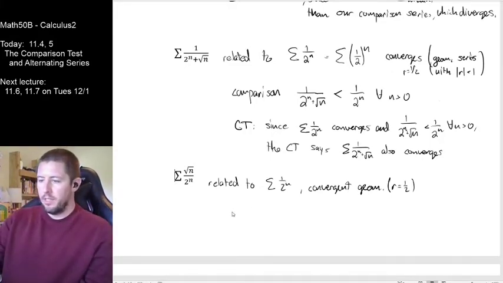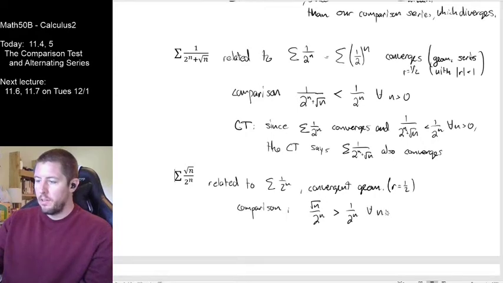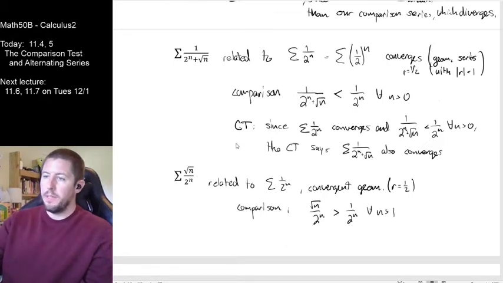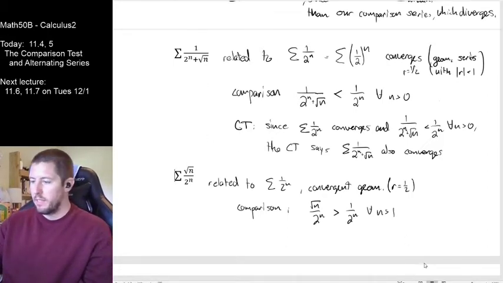So what's our comparison look like here? Well, root n over 2 to the n looks like it's going to be bigger than 1 over 2 to the n for all n greater than or equal to 1. But for all n greater than 1, I guess I'm a little bit off right there, in the sense that if you plug in n equals 1, they're equal to each other. I want them to be strictly less than or greater than one another to make this comparison.